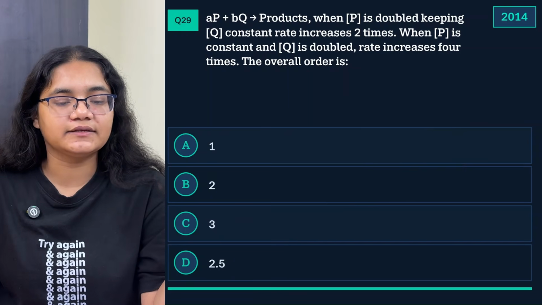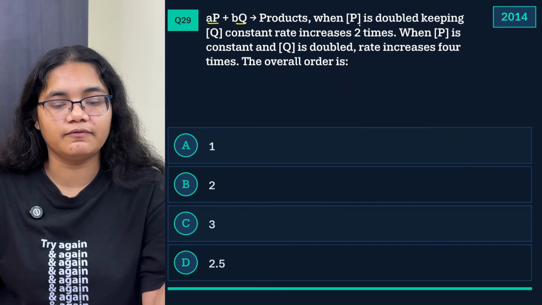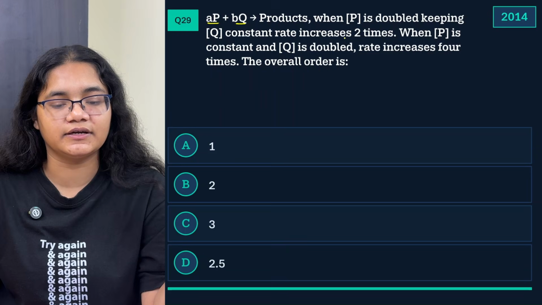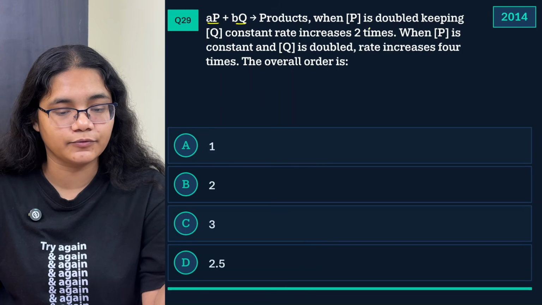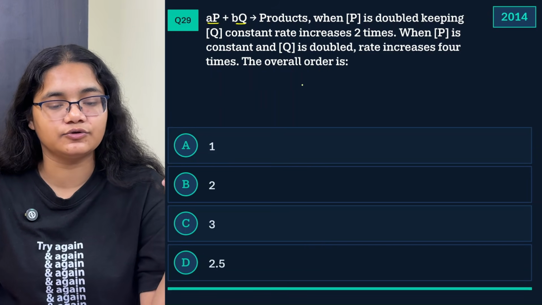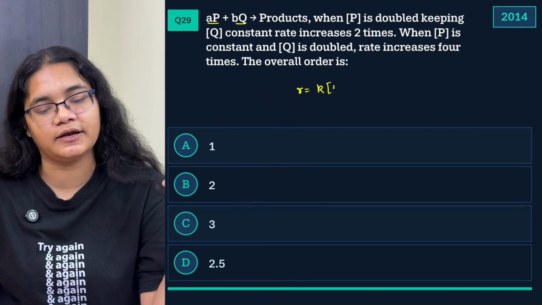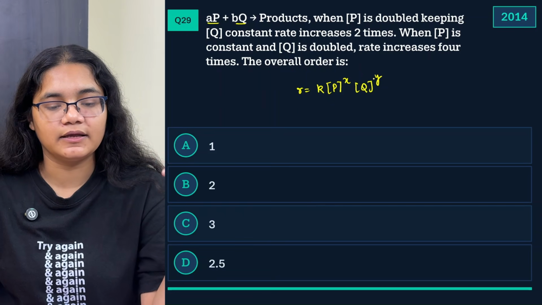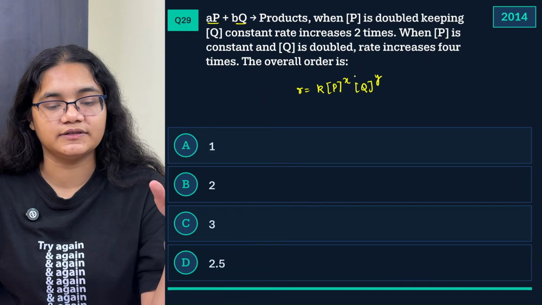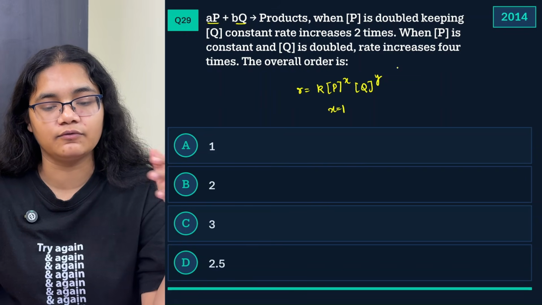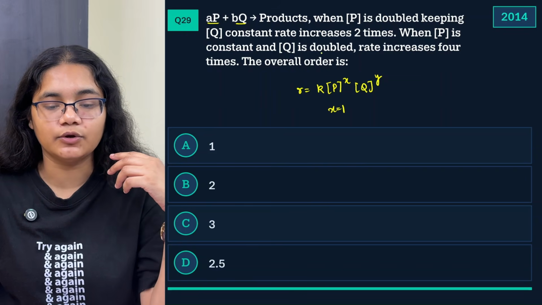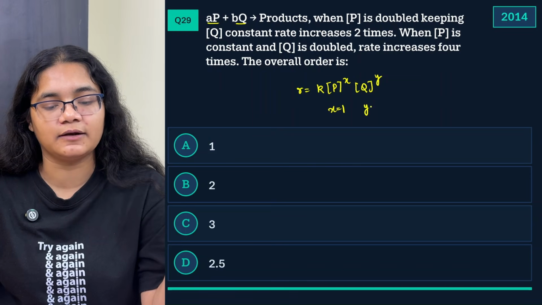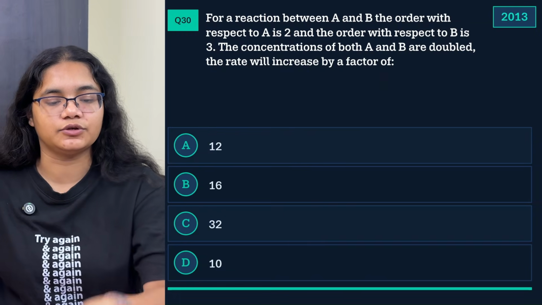Next, A P plus B Q gives you product. When P is doubled, keeping Q constant, the rate increases by 2 times. Okay, P is doubled and rate is also doubled. So I'll first write the equation. Let it be like this: P to the power of x and Q to the power of y. Now, if the P is doubled, keeping Q constant, then rate also increases 2 times. That means x value is equal to 1. Now, when P is constant and Q is doubled, the rate increases 4 times. That means with respect to Q, it is a second order reaction. The overall order will be 3. So, option number 3 here.